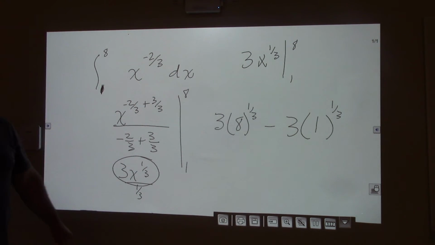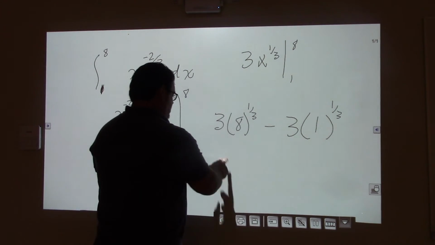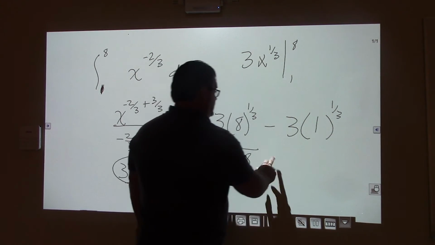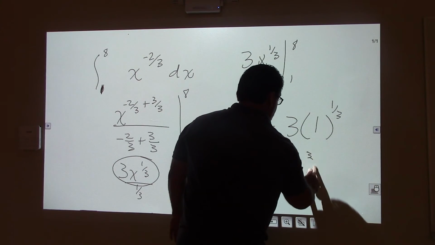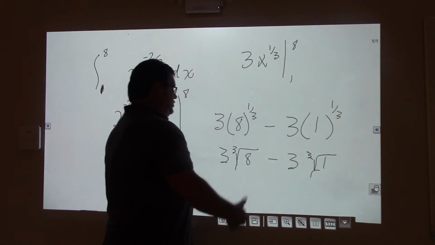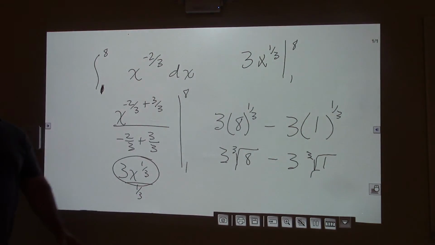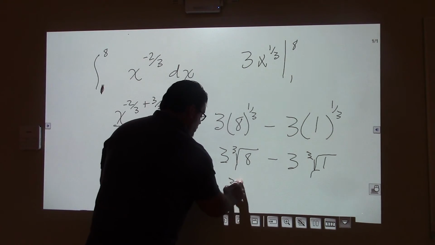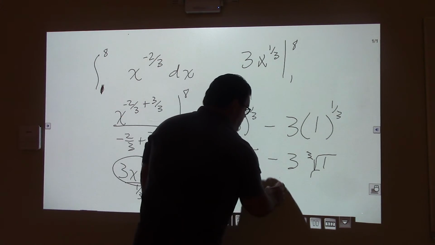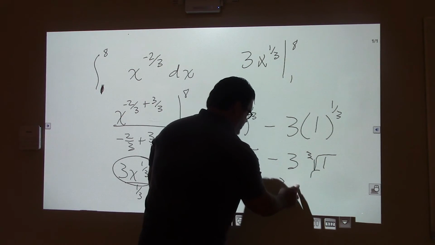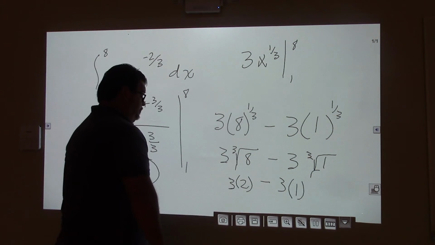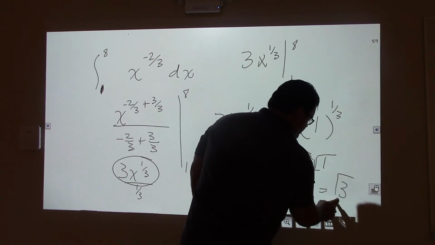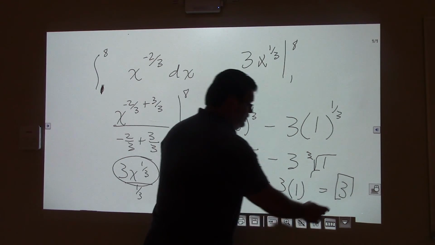Index. So let's write it so we can see what's going on. 3 cube root of 8 minus 3 cube root of 1. And see, that's a whole lot easier to see than the 1/3. And what's the cube root of 8? 2. And I'll do this one. Cube root of 1 is 1. And what's 6 minus 3? 3. And you feel good about yourself.